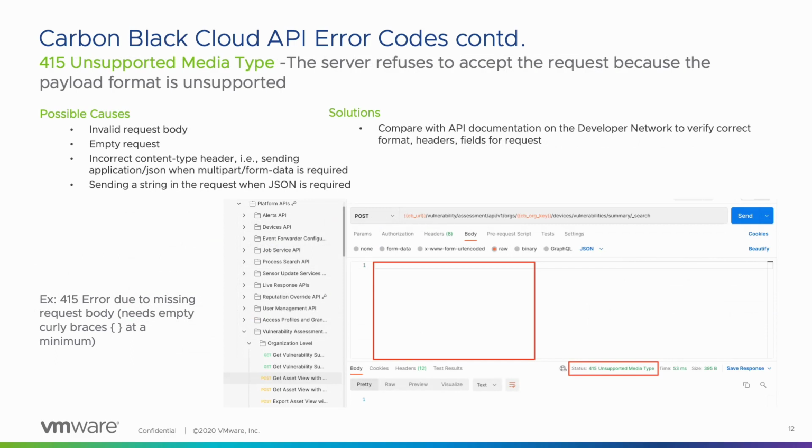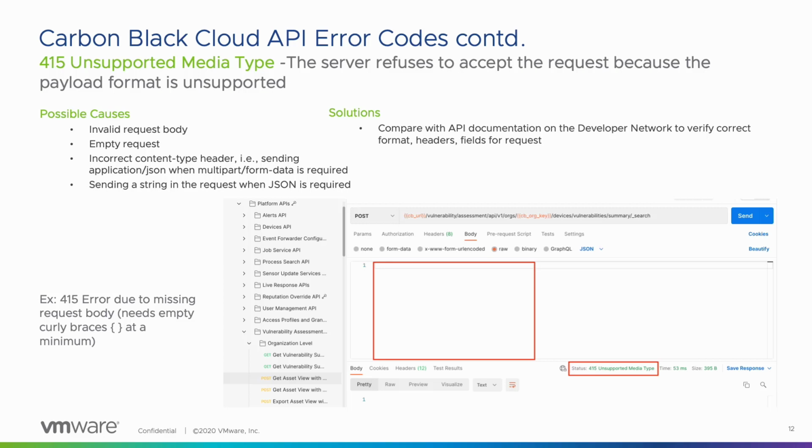A 415 error occurs when the server refuses to accept the request because the payload format is unsupported. This can be due to a missing or incorrectly formatted request body, an incorrect content type header, or sending a string in the request when JSON is required. The solution for this error type is to verify the correct format, headers, and fields for the request by comparing with the API documentation on the developer network.